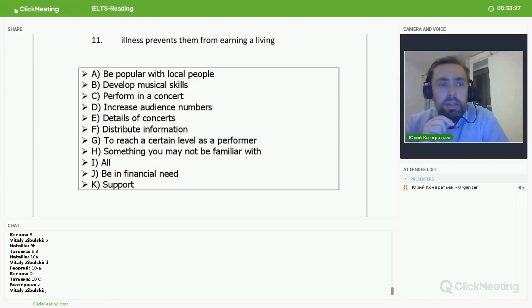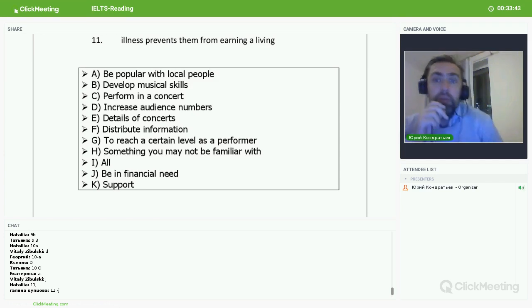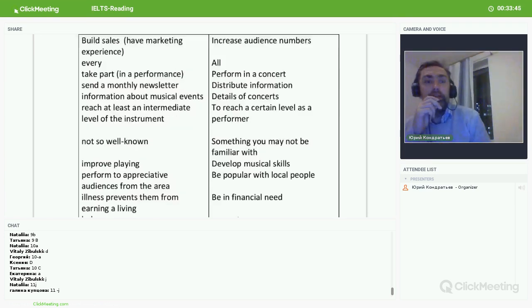Okay, J is a variant here. Okay, Natalia, also J. Any other variants? J, right. So if people can't earn a living, they are in financial need. So that's a paraphrase. Let's look again at the list.